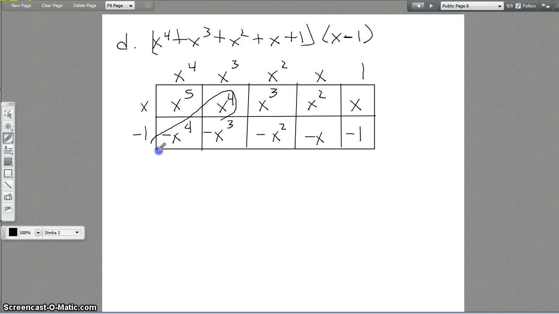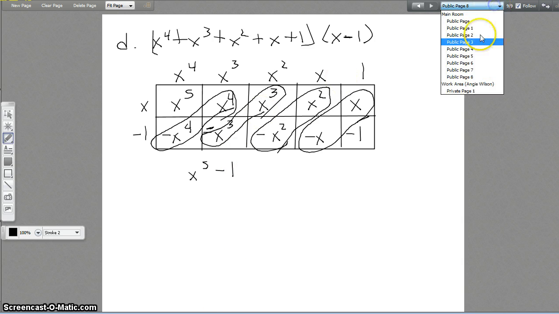Notice diagonal boxes have the same degree term here. Whoops, I just crossed out my negative. And so you can see we have an x to the 4th and a minus x to the 4th. That's 0. An x cubed and a negative x cubed. That's 0. X squared minus x squared. That's 0. X minus x. That's 0. So we end up with x to the 5th minus 1.